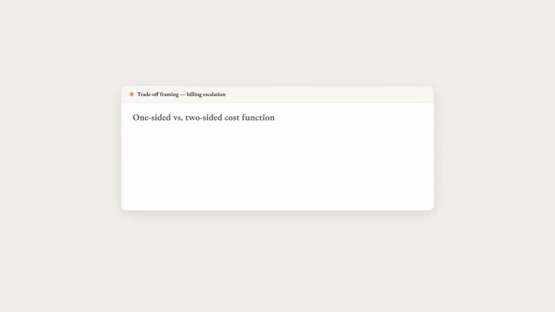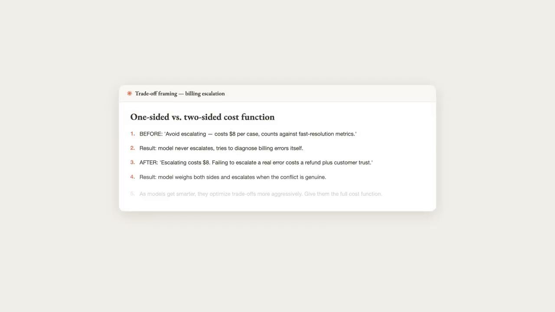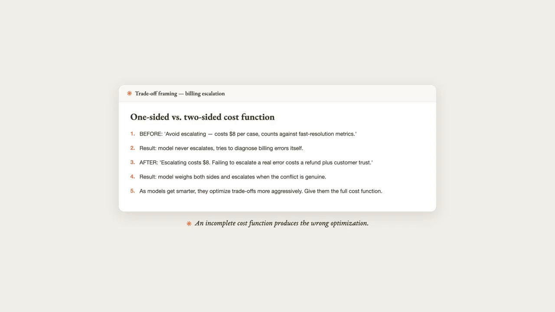Give both sides of every trade-off in the prompt. "Avoid escalating. It costs $8 per case." This produced a model that never escalated, even on genuine billing errors. The model optimized for the goal it was given. The fix: state what not escalating costs too, a refund plus customer trust. Apply this everywhere you are telling the model to avoid something. More capable models optimize trade-offs more aggressively. An incomplete cost function produces stronger wrong behavior.